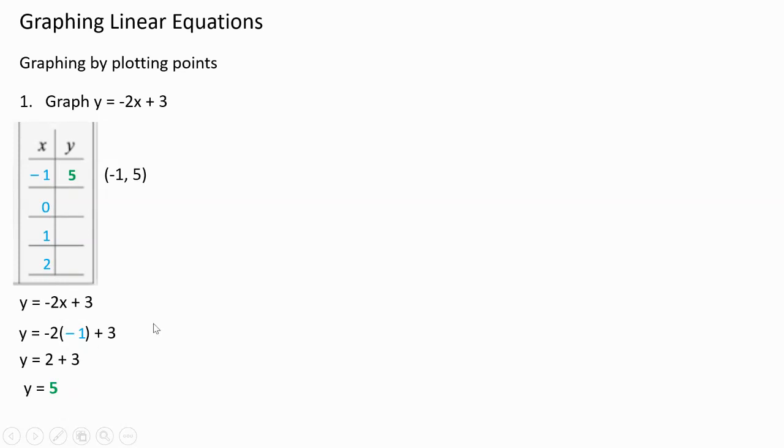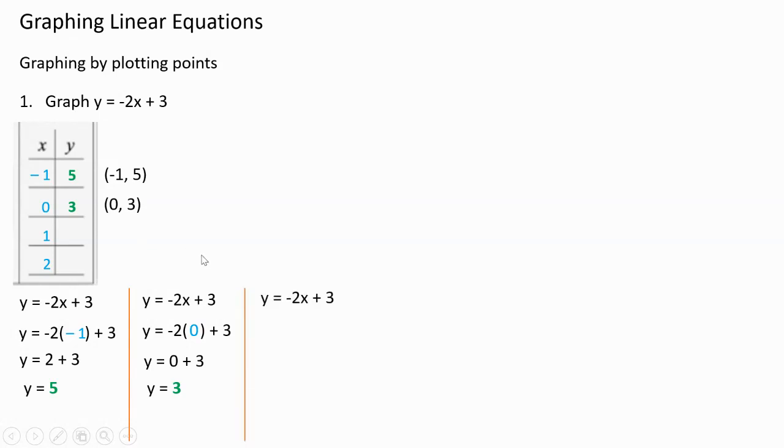Now, when x is 0, we repeat the same process. We're going to plug in 0 where the x is. So this will give us 0 plus 3, so the answer will be 3. So when x is 0, y is 3, and my ordered pair will be 0, 3. Now we're going to evaluate at 1. We plug in 1 for the x. So negative 2 times 1 is negative 2, and negative 2 plus 3 will give us positive 1. So when x is 1, y is also 1, and the ordered pair will be 1, 1.